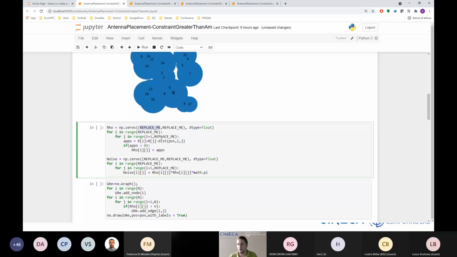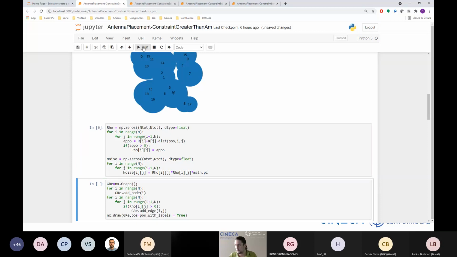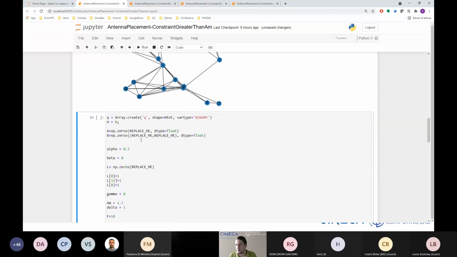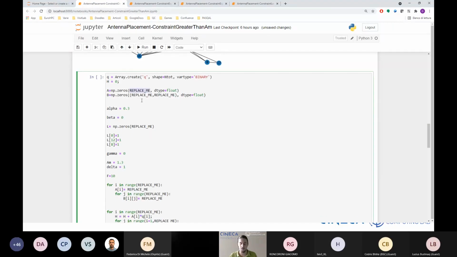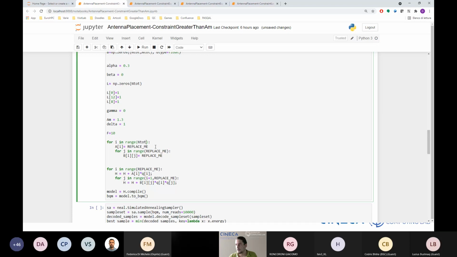So here, same thing. We only have to replace the dimensions. This time there's no need to copy also the interference on the fake qubits, because our constraint does not involve noise for antennas, only the areas. So this and this. Okay. This is ready. Perfect. So now, of course, I will replace it with n dot. The shape here is n dot, of course. This is n dot. This is n dot.